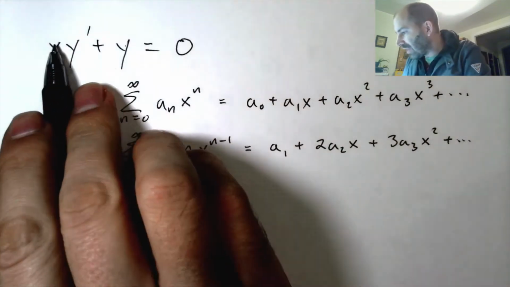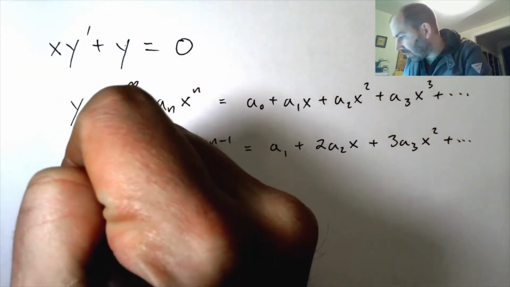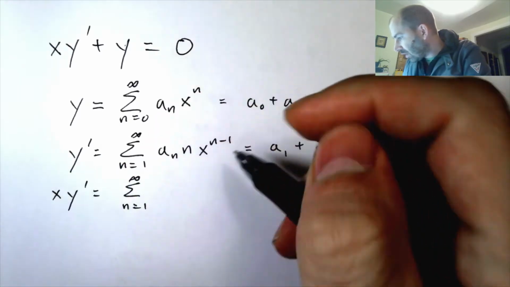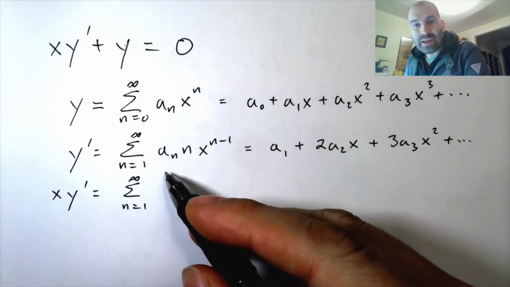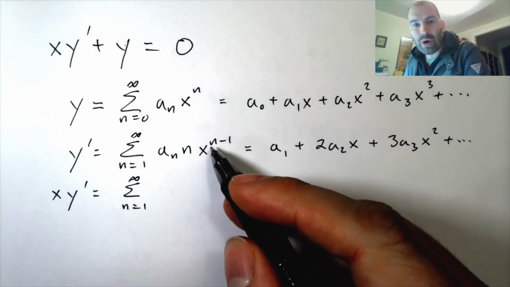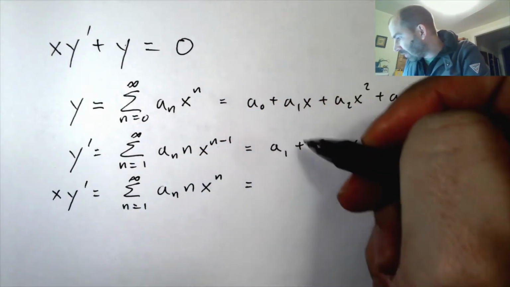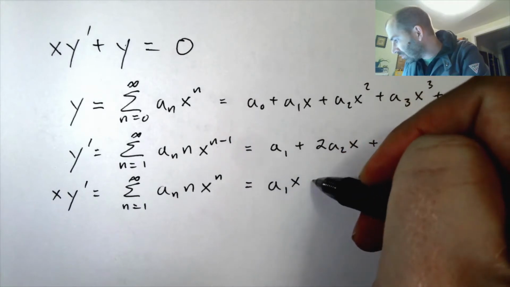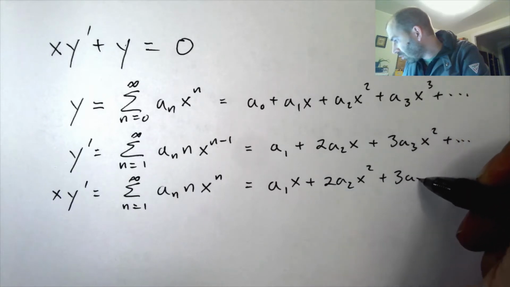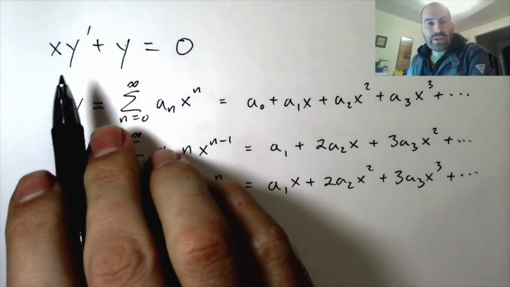Now, when I plug this in, I want to compute xy prime, right? So I can just stick it in there. So let's see what happens if I compute xy prime. Well, I'm going to multiply everything by x, right? So all I'm going to do is increase the exponent by 1, so this will become x to the n. Or in other words, if I multiply everything by x, I get this, etc.